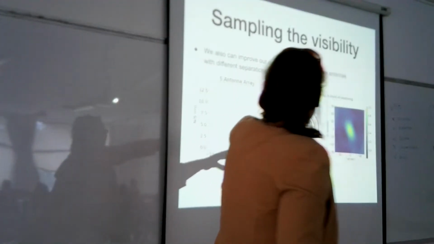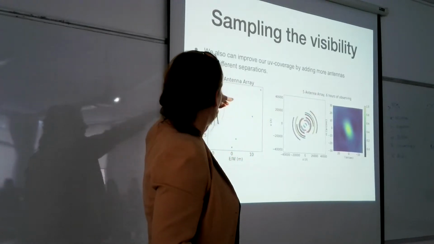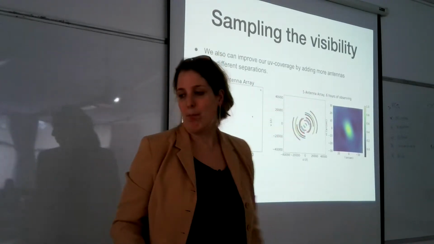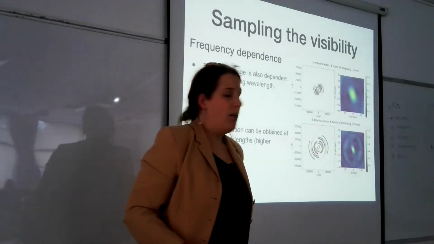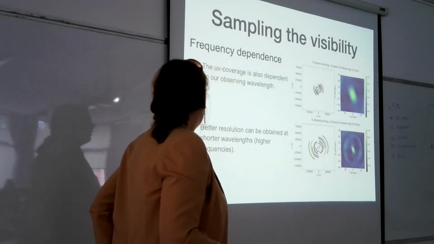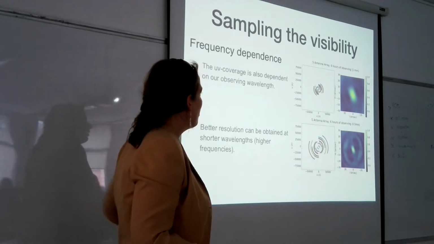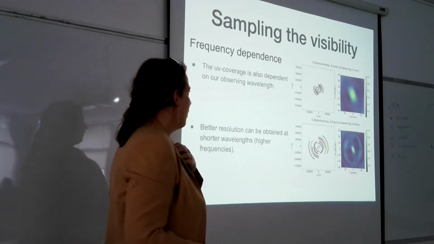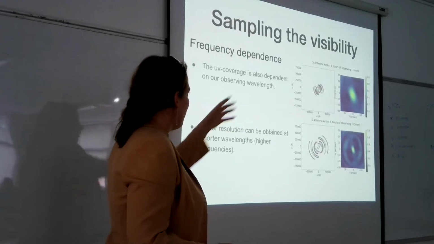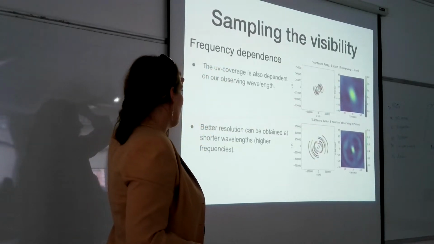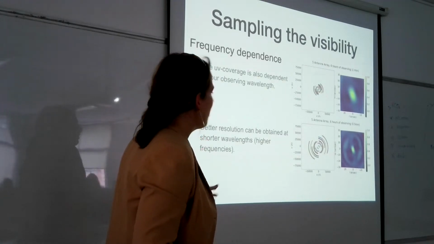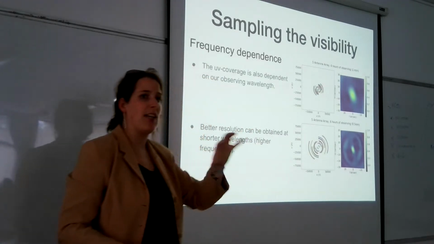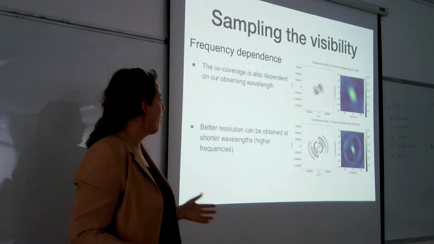And again, getting even better. So you see, the more UV coverage you have, now with fourteen antennas, you start to get rid of your side lobes. There is a frequency dependence here, obviously, because of the lambda over B dependence and the UV being measured in wave numbers. So you can always get better resolution at shorter wavelengths with the same antenna configuration.